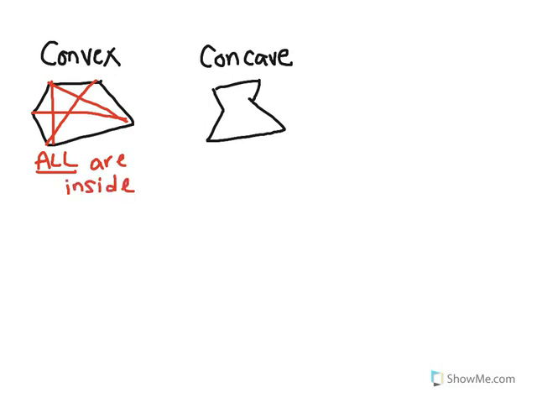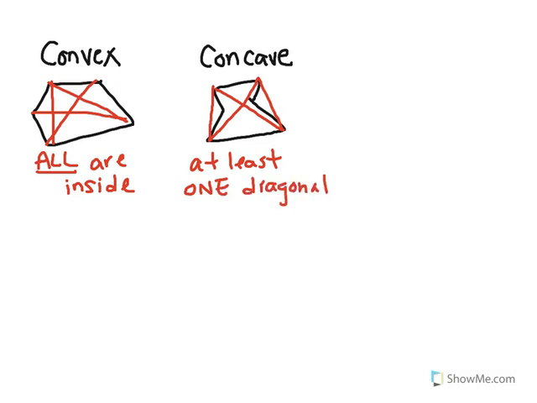Whereas a concave, if I were to connect all the diagonals here, I've got this one, and this one, and this one, and then this one. You'll notice that some of the diagonals are outside the polygon. So this one says at least one diagonal is outside the figure. So that's how you can tell whether you have a convex or concave polygon. And there are some common polygons that you need to know the names of. So let's take a look at those.